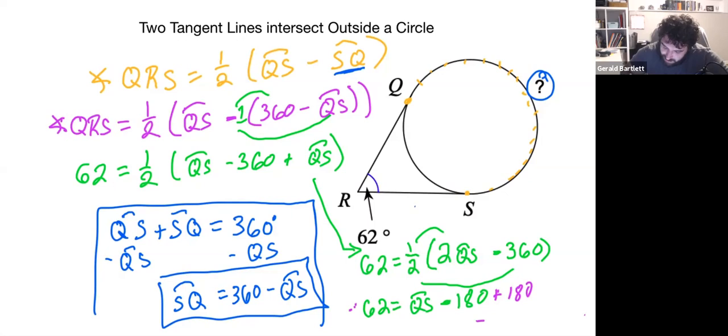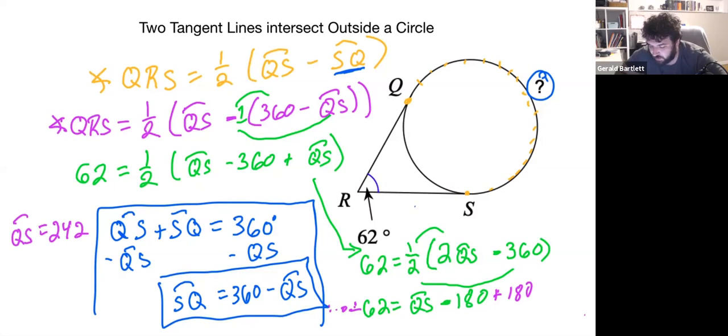I'm getting some lag, sorry. End of the story, I get that arc QS is going to equal 180 plus 62, which gives me 242.